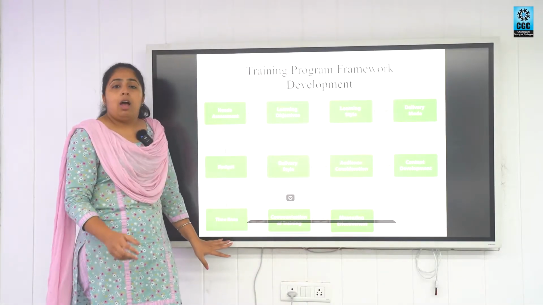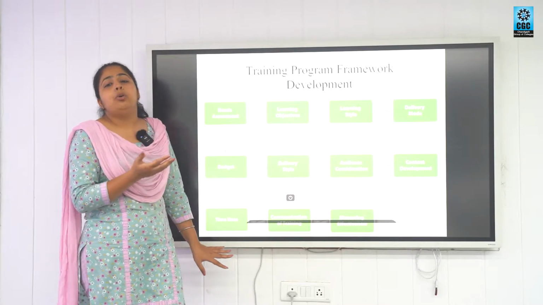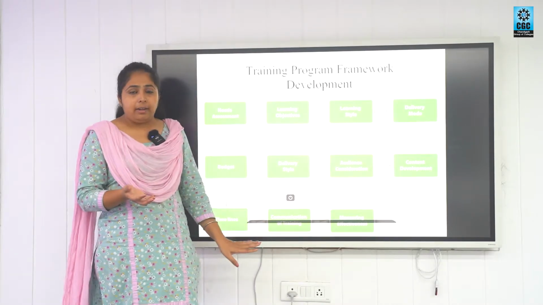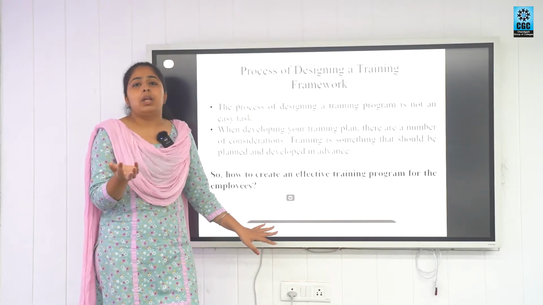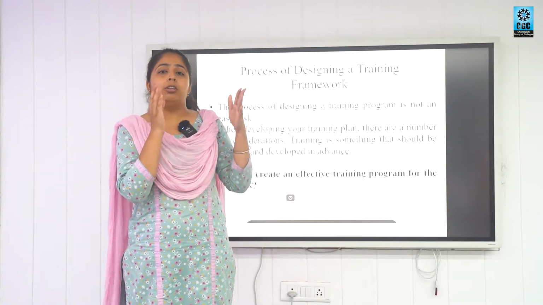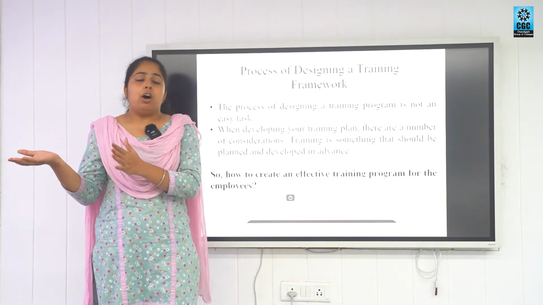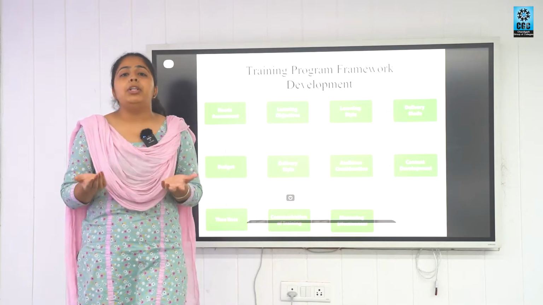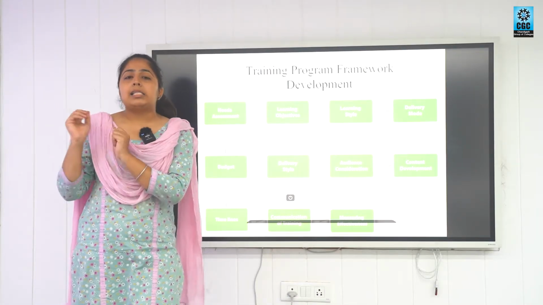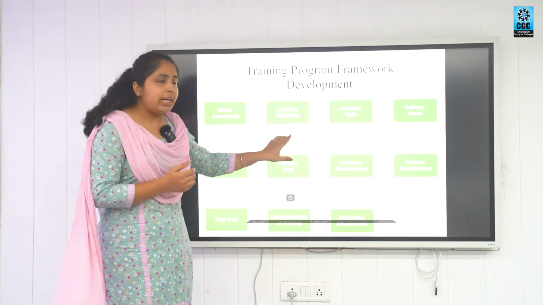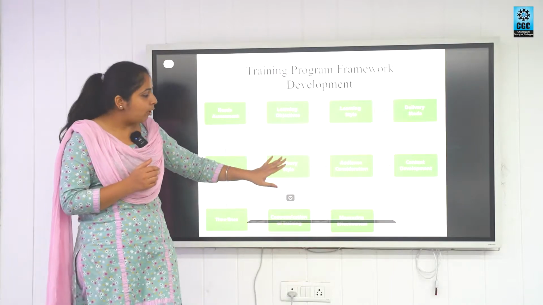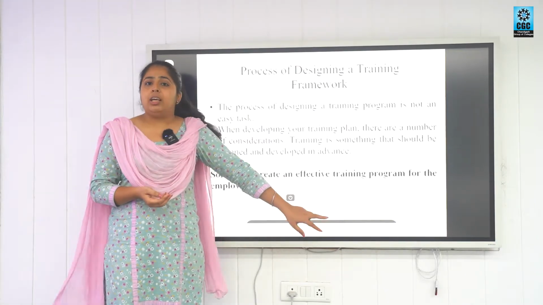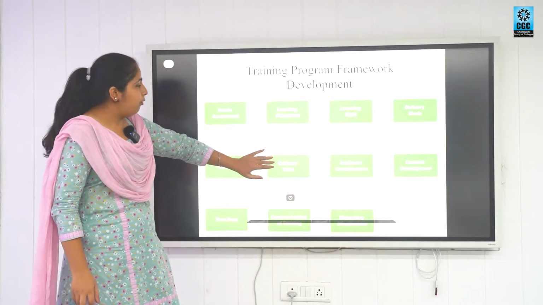Then timelines: how many days I need to provide training to my employees. Then communication of training: after everything is decided, how my employees will get to know that in this particular time frame or on these particular days, I'll be having my training in the organization. And then last is measuring the effectiveness. When I'm done with imparting training to the employees, at last I'll check whether I'm able to achieve what I decided in the learning objectives or not, whether my employees got to learn something or not. That I'll check by measuring the effectiveness of the training framework.